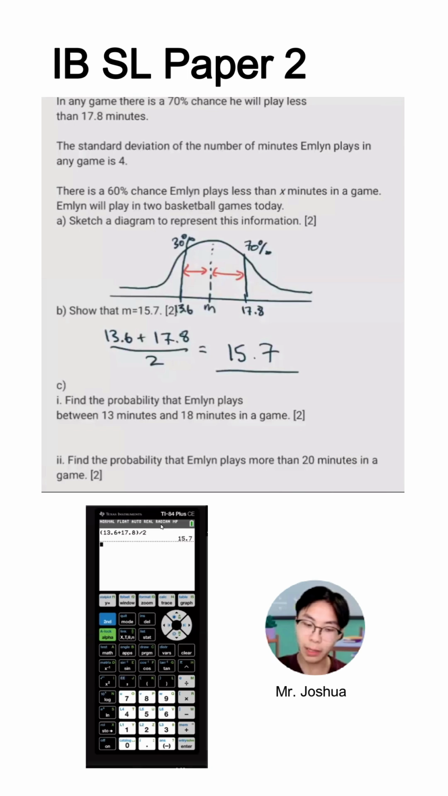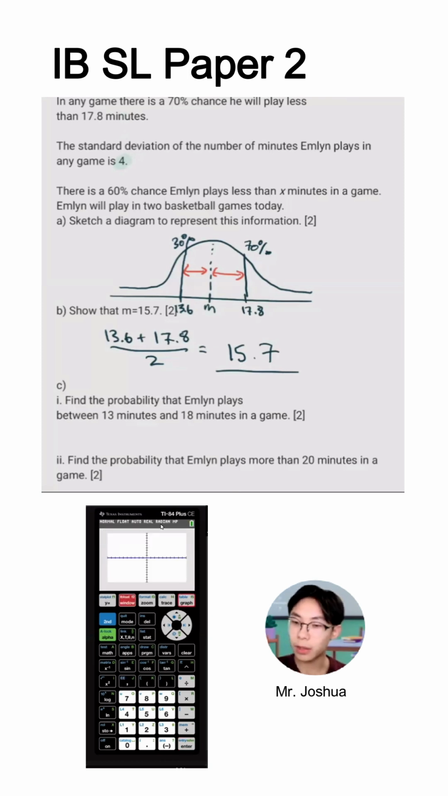Part C says find the probability that Emlyn plays between 13 minutes and 18 minutes in a game. For this one, we will have to draw our probability plot. So we'll press Y equals on our graphing calculator to get our plot equations. After we do that, we'll press second and look for the distribution button. We are going to select the first one, which is normal PDF, normal probability distribution function. Our x value will be our variable x. Our mu, or our mean, is 15.7, and our standard deviation is 4. We'll paste this into our Y1 and we'll graph it.